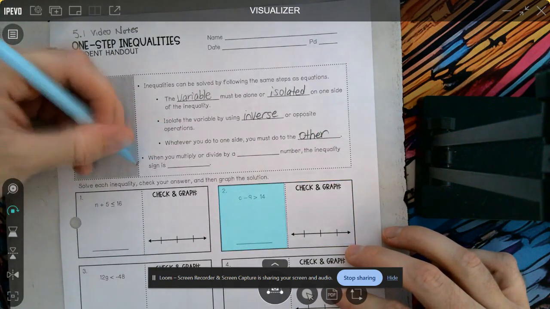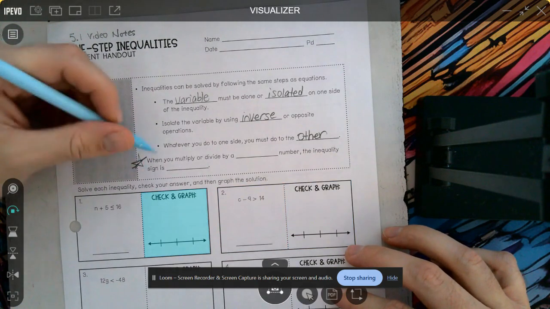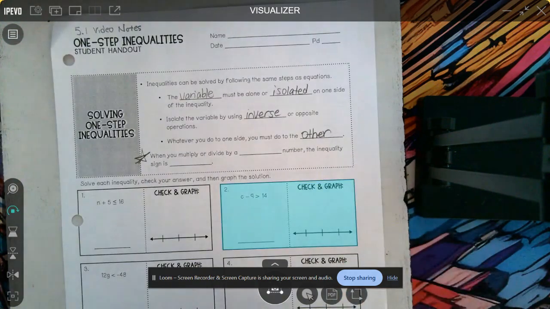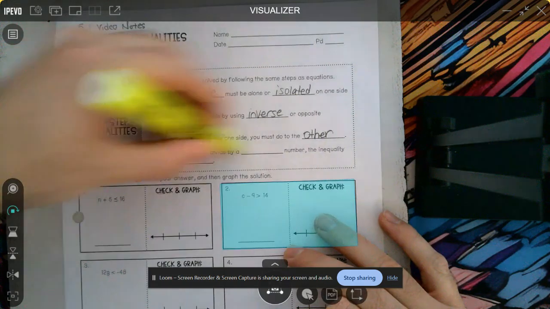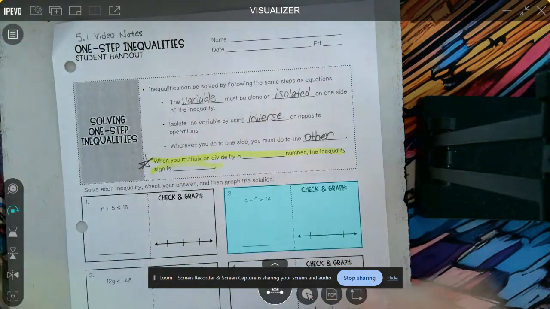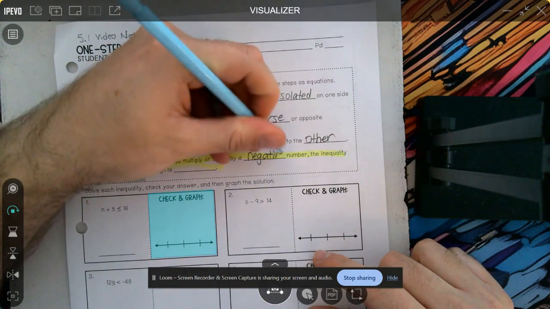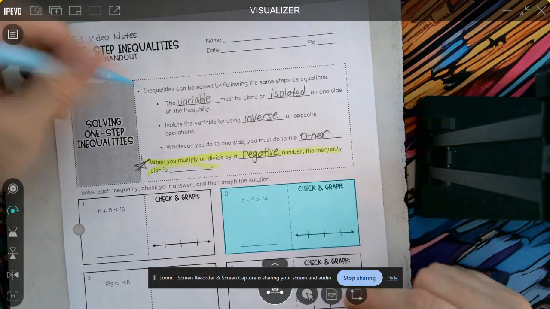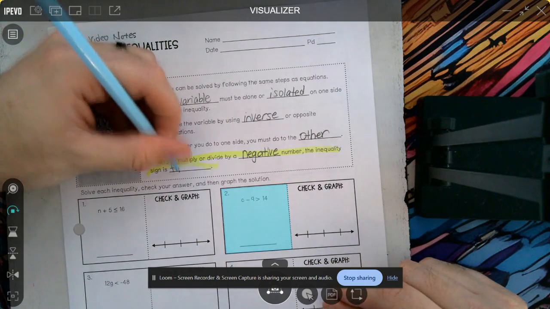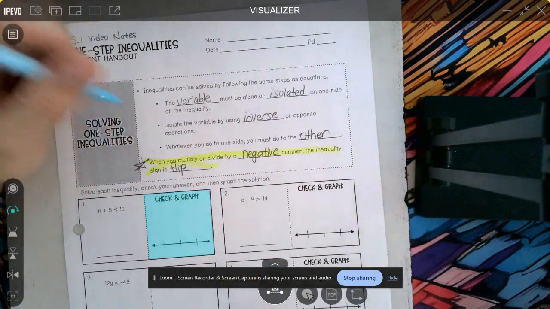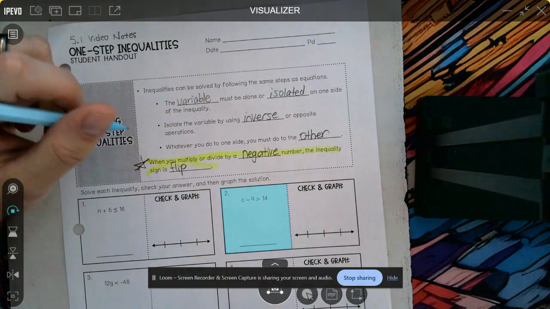Now, this is special. I want you to star this, highlight it, something. If you have a highlighter, maybe highlight it would be a great idea. When you multiply or divide both sides by a negative number within an inequality, you have to flip it. The sign flips directions, which we're going to do some examples of below in a second.